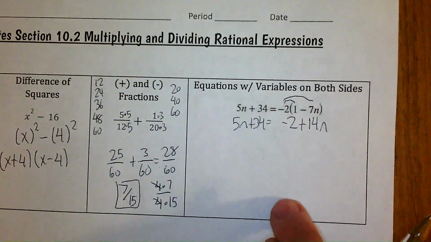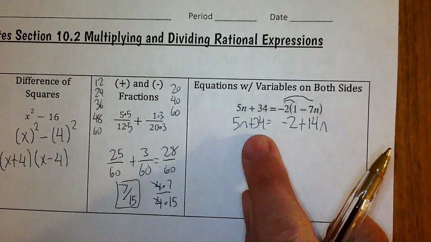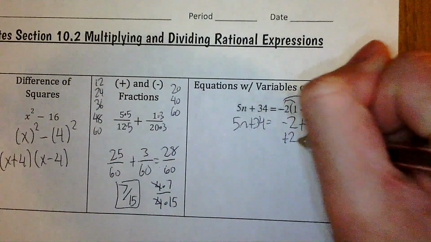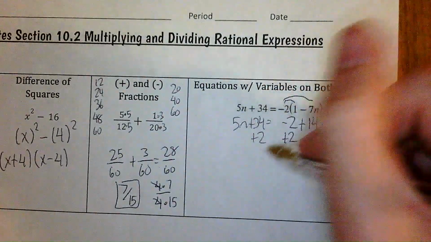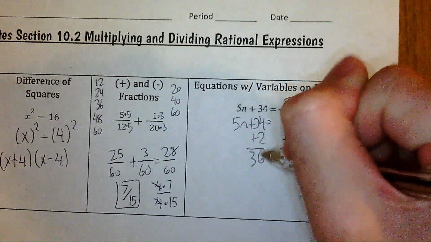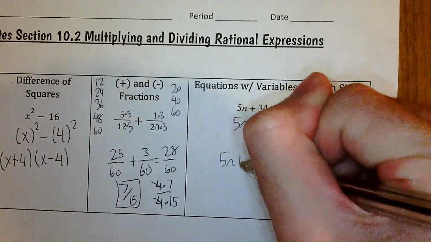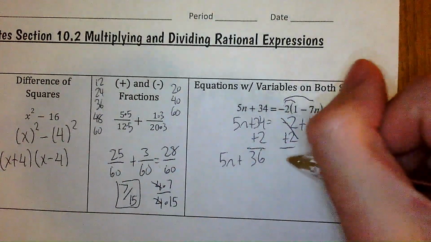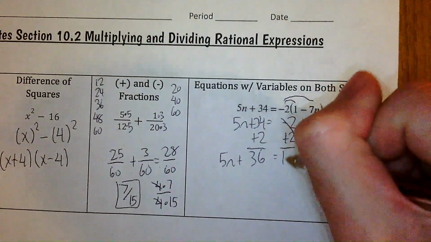unchanged. Now I want to combine all of the units, so I'm going to move this 2 to the other side. So these will cancel. We have 36 over here, as we have 34 plus 2. And we have 5n plus 36 equals, what's left? 14n.